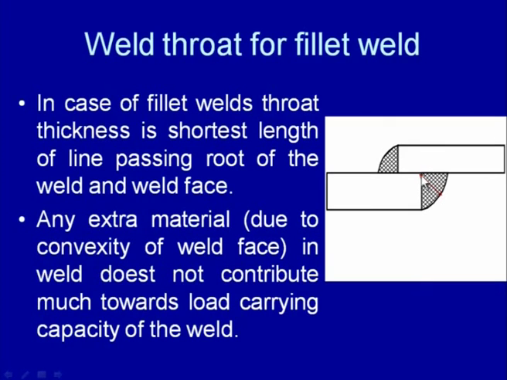So, if you consider this is the root and this is the face of the weld, then the shortest length of the line which is passing through the root and the weld will be considered as the throat thickness.